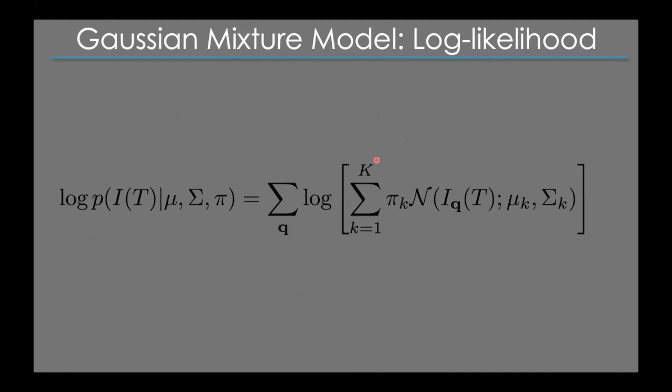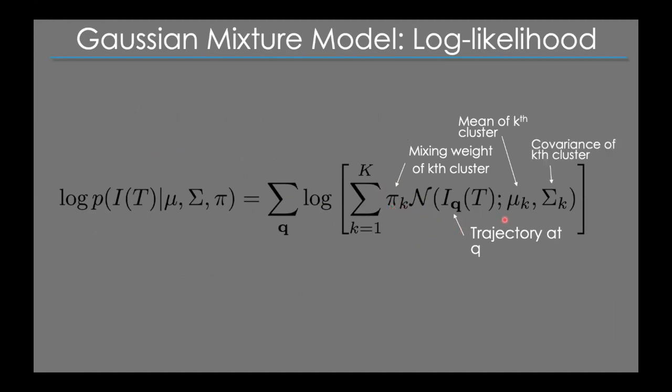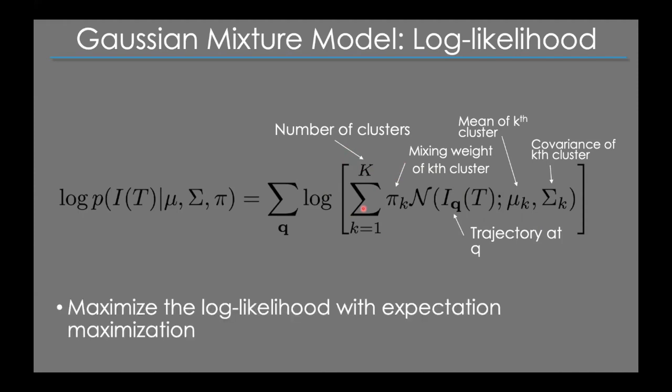And we discover those models by maximizing this log likelihood, where I_Q of T is the trajectory at that Q, and we are thinking of different clusters, so we allow for mixing weights over different clusters, and each cluster is characterized by its mean and covariance. And we start with some initial value, but we try to maximize this log likelihood. That is, we try to find a model that best captures the actual data. And the only parameter that we set at the beginning is the number of clusters. And through maximizing the log likelihood with expectation maximization, we arrive at the result.